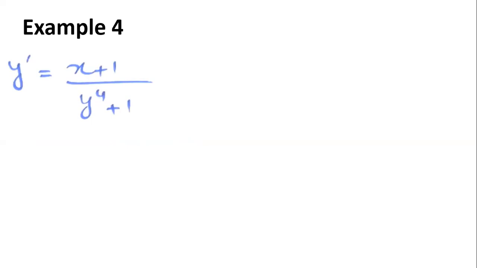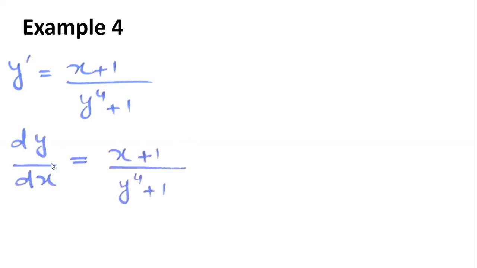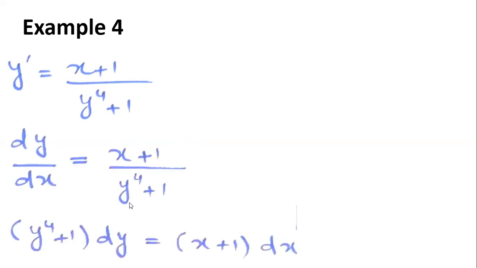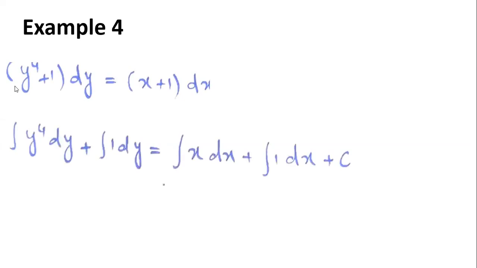To simplify this, we will write it in the form dy over dx is equal to x plus 1 over y power 4 plus 1. So we will separate the variables. We will take this y power 4 plus 1 to the other side and it will be multiplied with this dy. Similarly, we will take this dx to the other side and it will become x plus 1 into dx. So the next step is we will apply the integration.